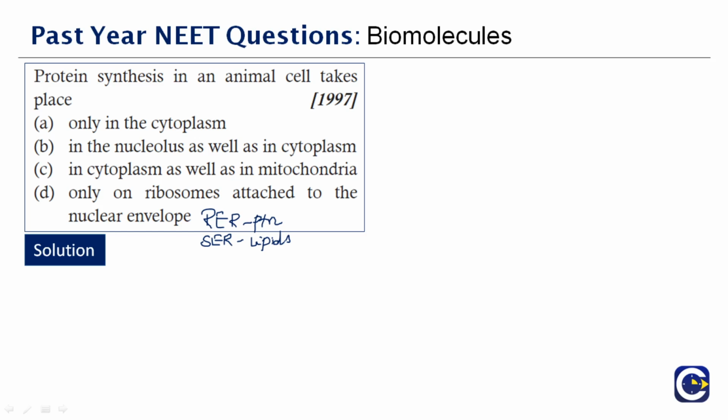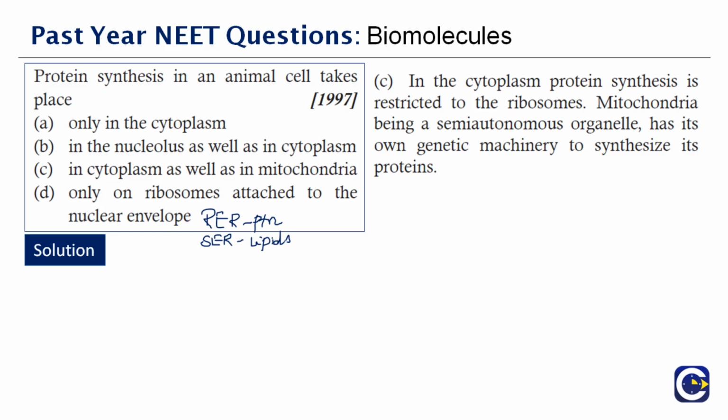It is in the cytoplasm as well as in the mitochondria. The correct answer to this question is option C. See, in cytoplasm, protein synthesis is restricted to ribosomes, and mitochondria being a semi-autonomous organelle, it can help in synthesis of protein also. Therefore, the correct answer is cytoplasm as well as mitochondria.